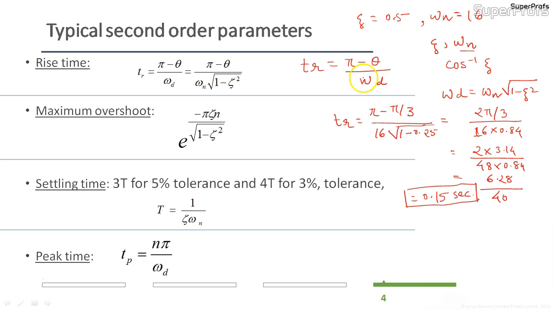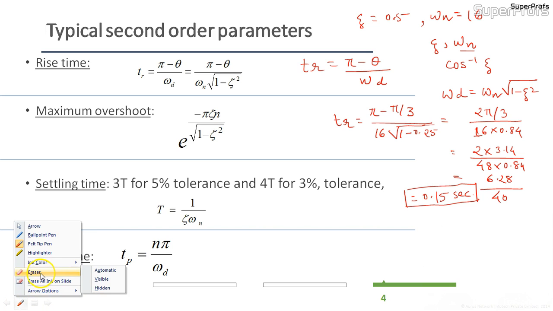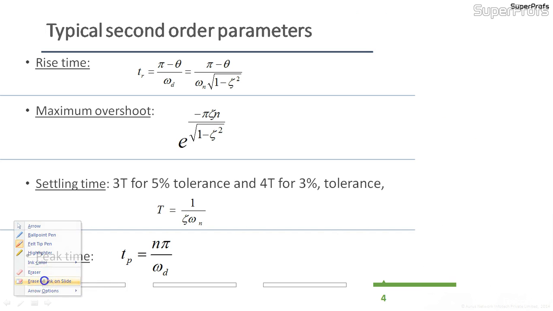So for zeta equal to 0.5 and omega n equal to 16, we will get rise time equal to 0.15 seconds, which is a close value. I have just calculated this impromptu at this particular time. Let us see how to calculate maximum overshoot.